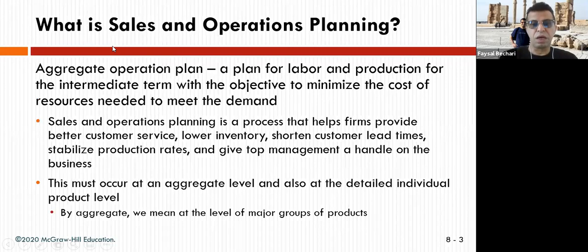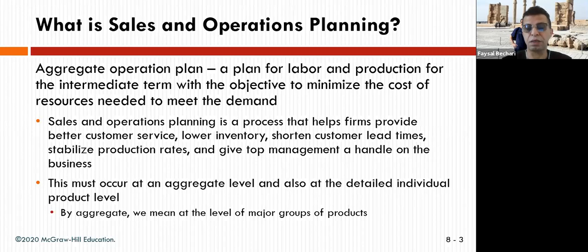Now, what is sales and operation planning? Aggregate operation plan: a plan for labor and production for the intermediate term, with the objective to minimize the cost of resources needed to meet the demand. There is demand in the market coming soon, and you need to set up a plan for the labor and the production in order to meet that demand at a minimum cost.